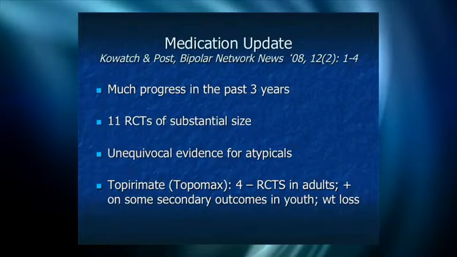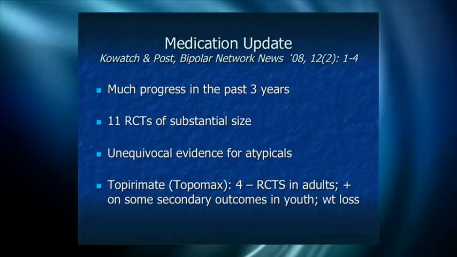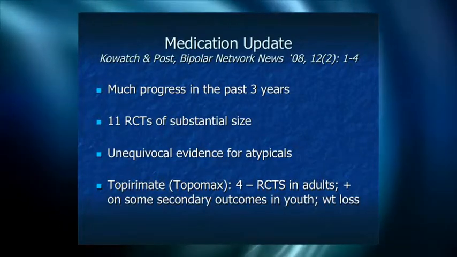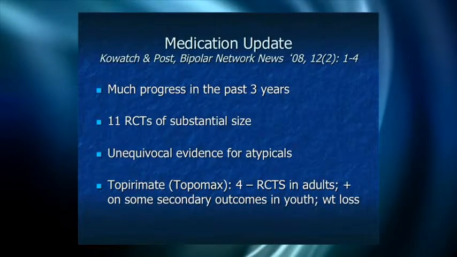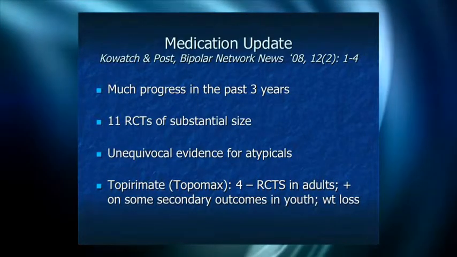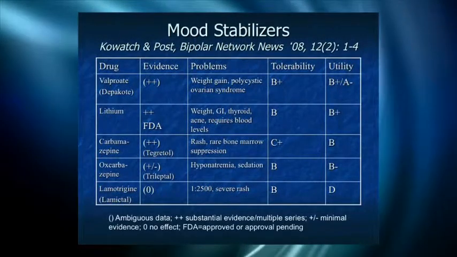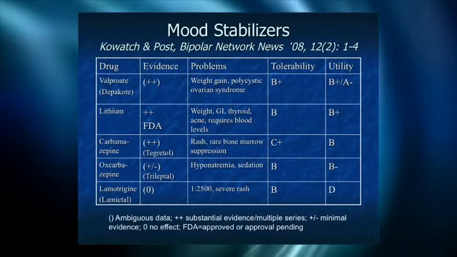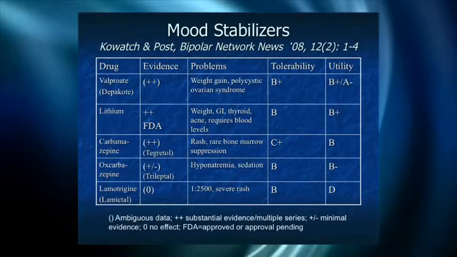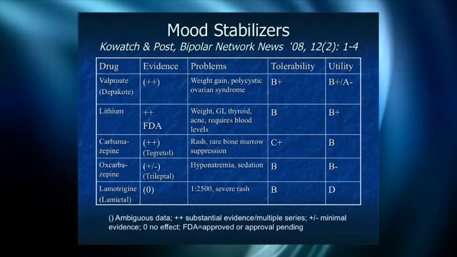Topamax has had 4 negative RCTs in adults. There was some positive outcome in an adolescent trial that got stopped when the adult trials were negative. But it sometimes gets used. And here you see a nice review done by Dr. Koech and Dr. Post, looking at the drug, the evidence for it, and problems associated with the medication.